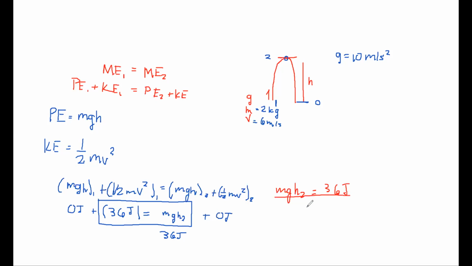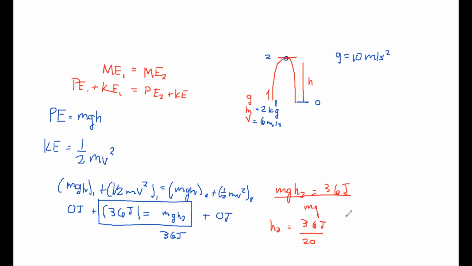So if I divide the whole thing by mg, I find that h2 is equal to 36 joules over mg. Well, what's the force? This is the force of gravity, right? mg is Fg. So that's mass times gravity. We're going to call gravity 10. We're going to call mass 2. So 2 times 10 is 20. All right, so let's do that calculation. We've got 18 over 10, which would be 9 over 5.